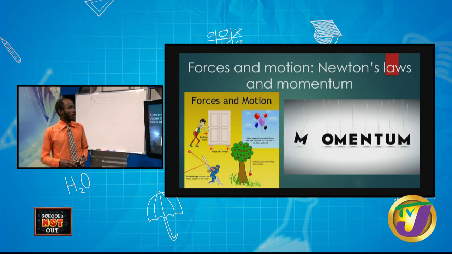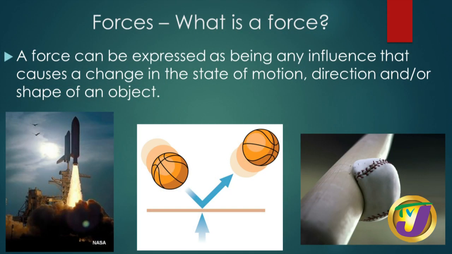Now, a little background information. What is a force? A force can be expressed as any influence that causes a change in the state of motion, direction, and/or shape of the object. And as the pictures here depict, we have a shuttle blasting off, that's a change of motion. We have a ball bouncing, that's a change of direction. We also have a baseball being hit by a baseball bat. And these basically display what forces can do.